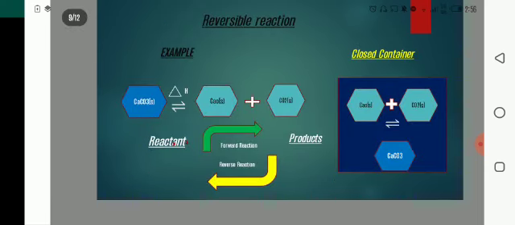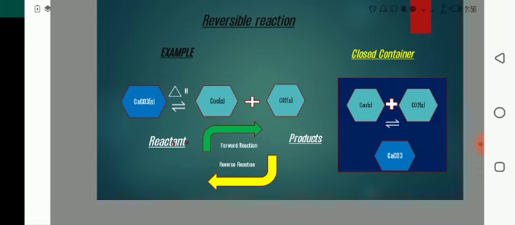Let me give you the example of calcium carbonate. A reversible reaction always proceeds in a closed container. See, we are heating the calcium carbonate in the container. So we are getting calcium oxide and carbon dioxide. This time the container is closed. So calcium oxide and carbon dioxide remain inside; carbon dioxide gas cannot escape because the container is closed.